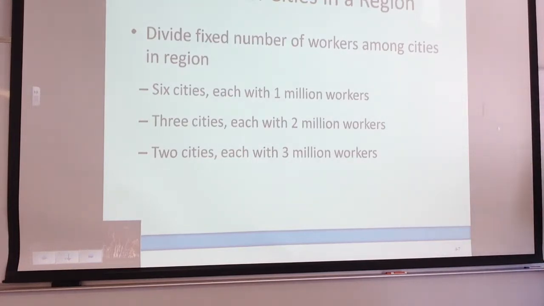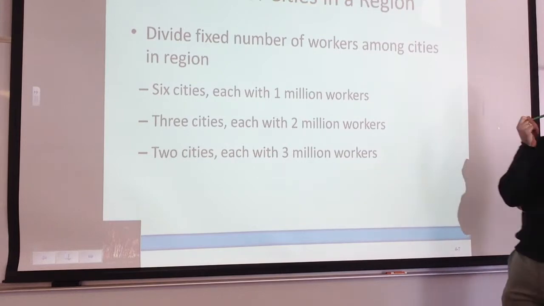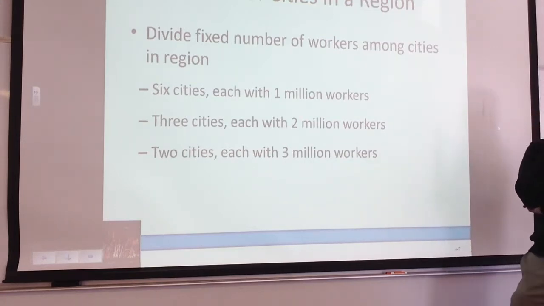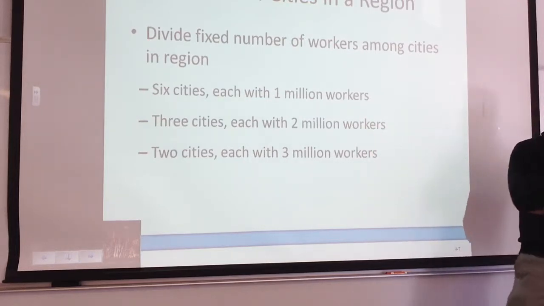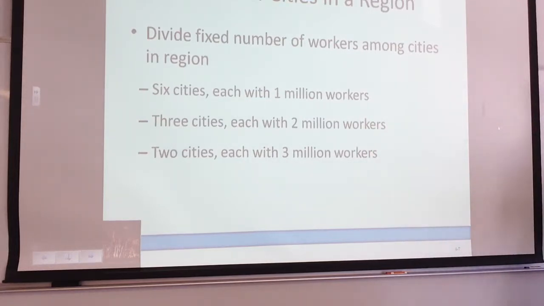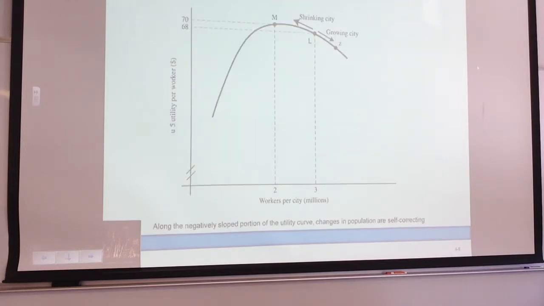So a system of cities. We've got different possibilities, and so we're kind of begging the question of why would a city develop in different ways? So let's say we've got a certain amount of workers: 6 cities with 1 million, 3 with 2, 2 with 3. So 3 different cases to think about.